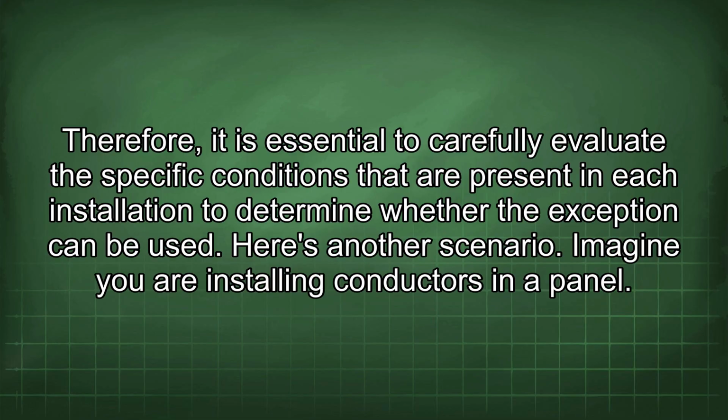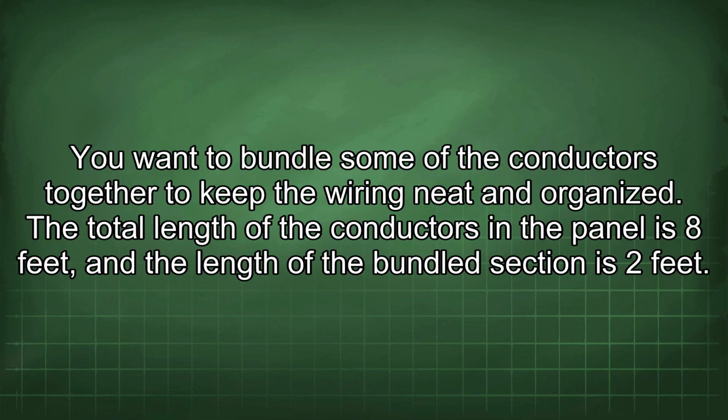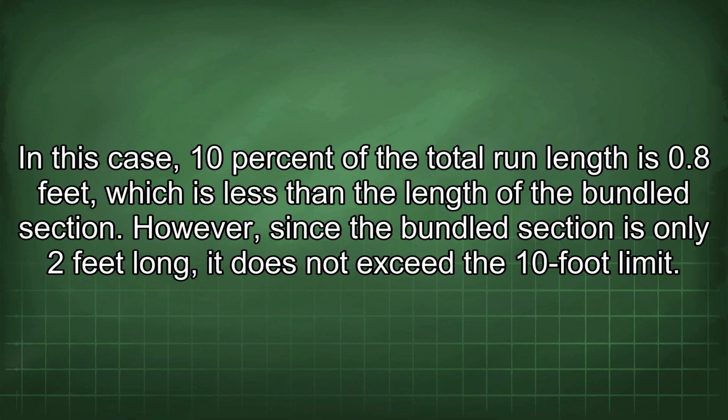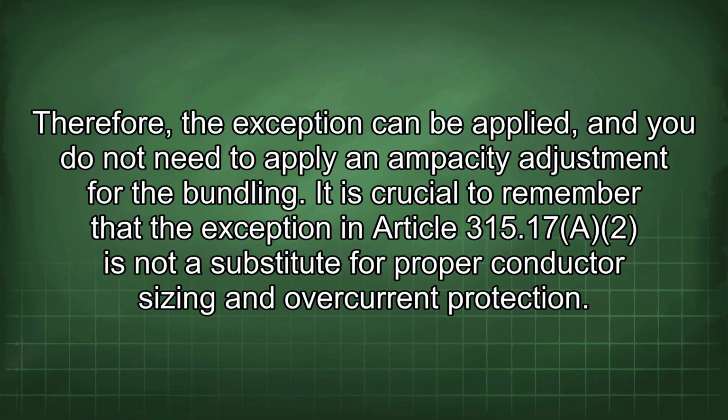Imagine you are installing conductors in a panel. You want to bundle some of the conductors together to keep the wiring neat and organized. The total length of the conductors in the panel is 8 feet, and the length of the bundled section is 2 feet. In this case, 10% of the total run length is 0.8 feet, which is less than the length of the bundled section. However, since the bundled section is only 2 feet long, it does not exceed the 10-foot limit. Therefore, the exception can be applied, and you do not need to apply an ampacity adjustment for the bundling.